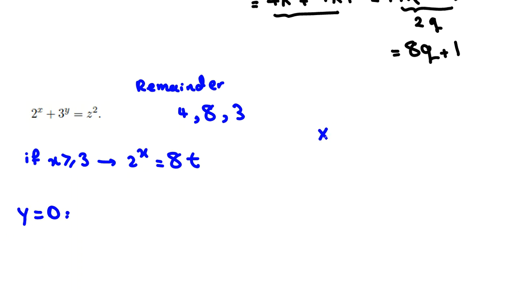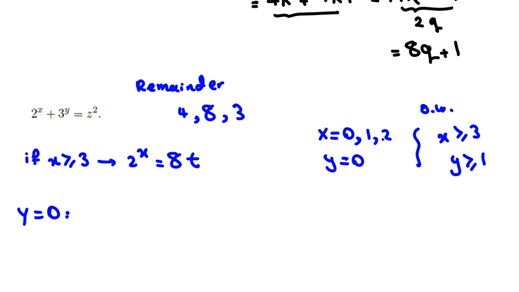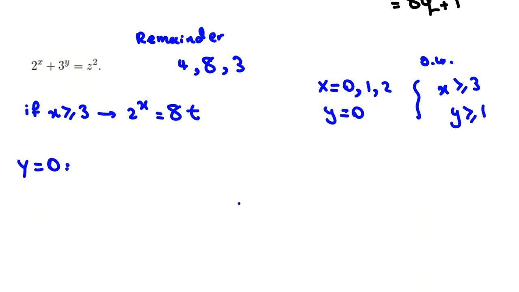So the small cases I want to check are x = 0, 1, 2, and y = 0. I want to check these small cases. And then after that, I say, okay, otherwise, x is at least 3 and y is at least 1. So I check 1, 2, 3, 4 different cases. I find the answers for these 4 cases. And after that, I consider x at least 3, y at least 1, and then try to prove the problem. So let's continue.